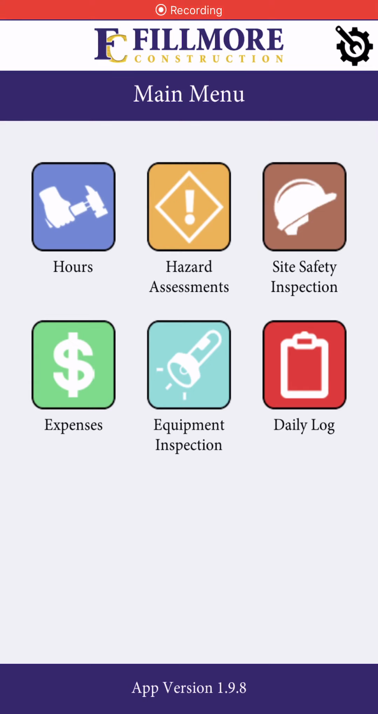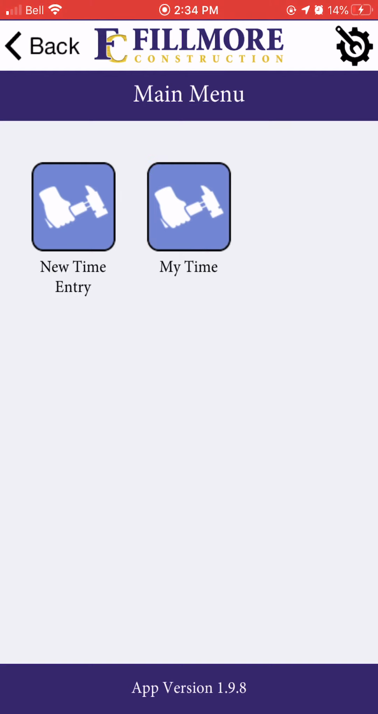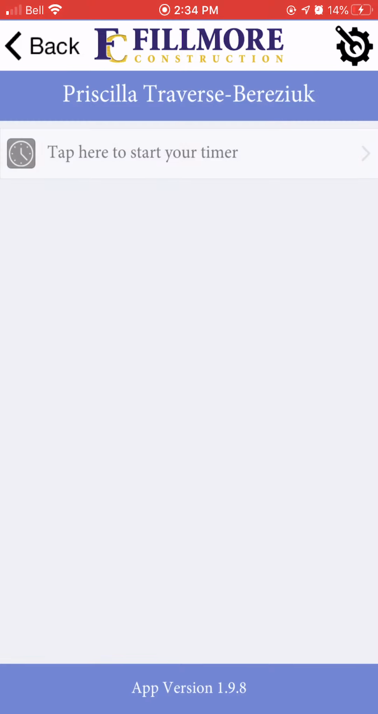Hi everyone. Today I'm going to show you how to complete your first timesheet on the app and how to submit it accordingly and allocate all your hours. So let's get started. First, we're going to start by selecting the hours icon in the left corner, and then we're going to select new time entry.